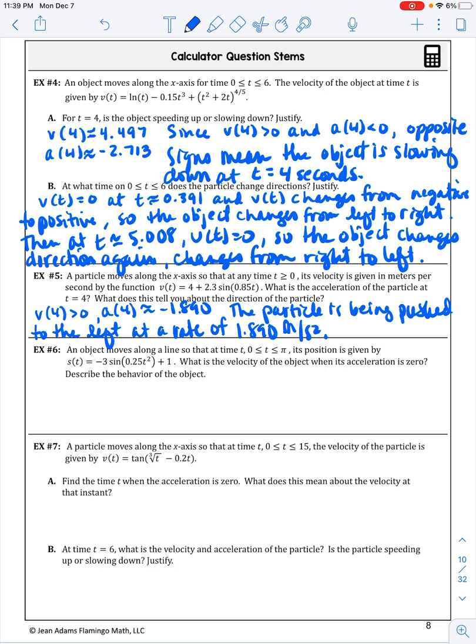And so the direction of the particle: the velocity is positive, so it's moving to the right, but it's being pushed to the left, so it's slowing down.